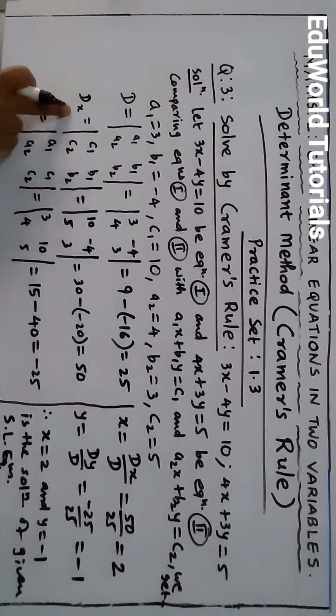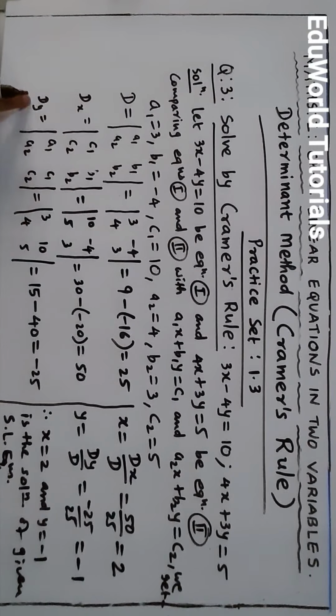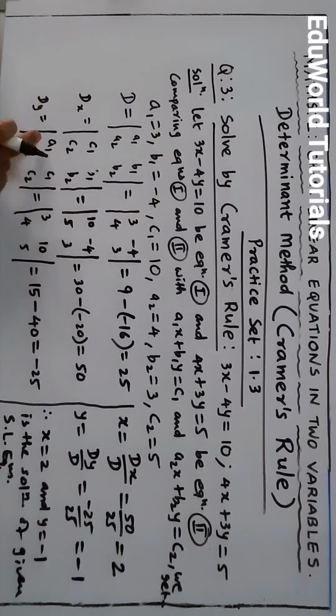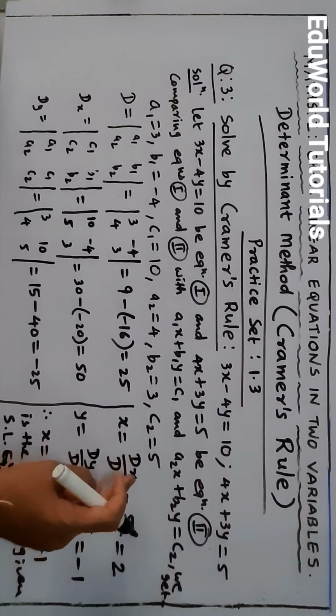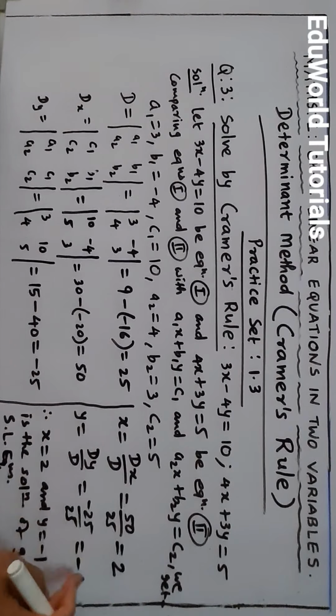For determinant dx, the coefficients of x are not considered, so the constant terms and the coefficients of y. And for determinant dy, the coefficients of y are not considered, only the x coefficients and the constant terms. After that, how to solve the rest of the sum you know very well. Finally, to get values of x and y, we write dx upon D for x and dy upon D for y, which are the solutions of the given simultaneous linear equations.